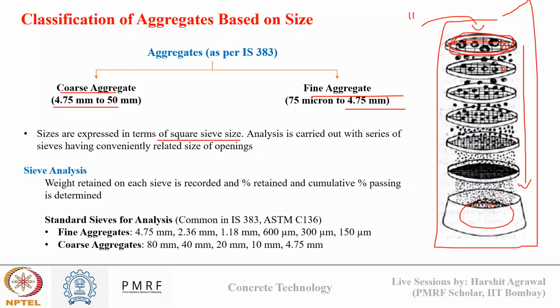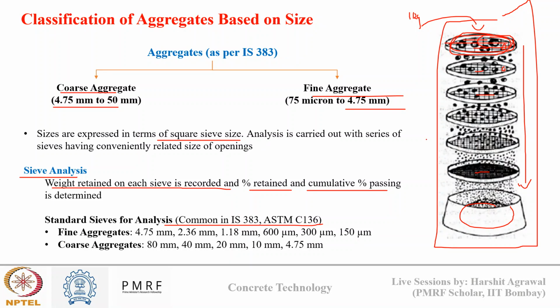Suppose we pour 1 kg of aggregate, some will be retained on this sieve, some on this, some on this, similarly till the end. So we will have a size gradation of aggregates, and this gradation of aggregates using sieves is known as sieve analysis. In sieve analysis, we weigh the retained weight of aggregates on each sieve, and we calculate percentage retained and cumulative percentage passing. So how much percentage is retained on this, how much percent is passing through this, these kinds of calculations we do. And then based on Indian standard or American standard guidelines, we define these aggregates.